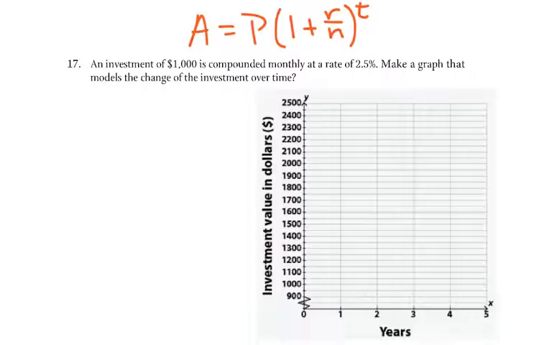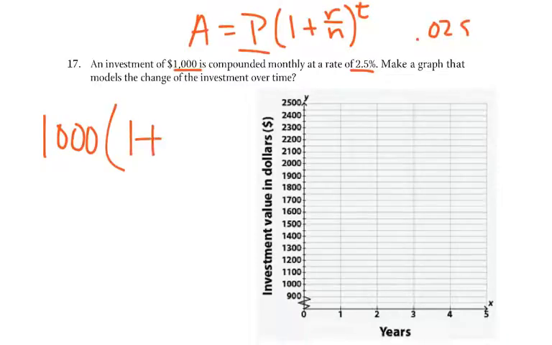So, the principal is how much you put in, so that'd be 1,000, times 1 plus the rate over n. The rate, 2.5%, would be 0.025. So 1 plus 0.025 over 12, since compounded monthly there are 12 months in a year. And then the time, that's what we're trying to find. That would actually be x, because we want to graph this. That would give us our investment value in dollars.